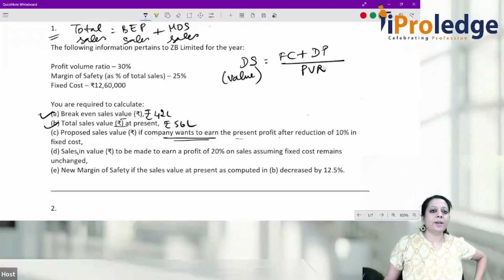If it is in units, denominator will be contribution per unit, right dears? PBR is given, desired profit. What is desired profit? Present profit. Shall we find out the present profit, students? Yes, everyone?